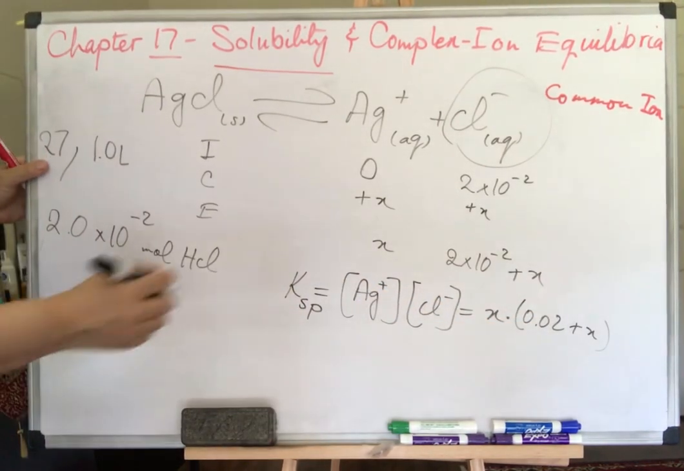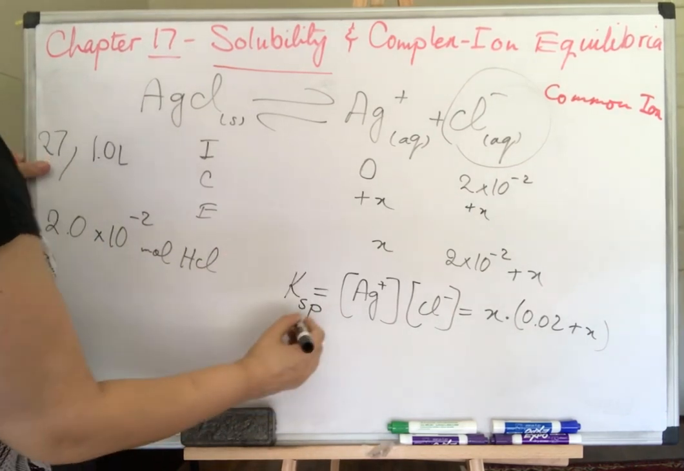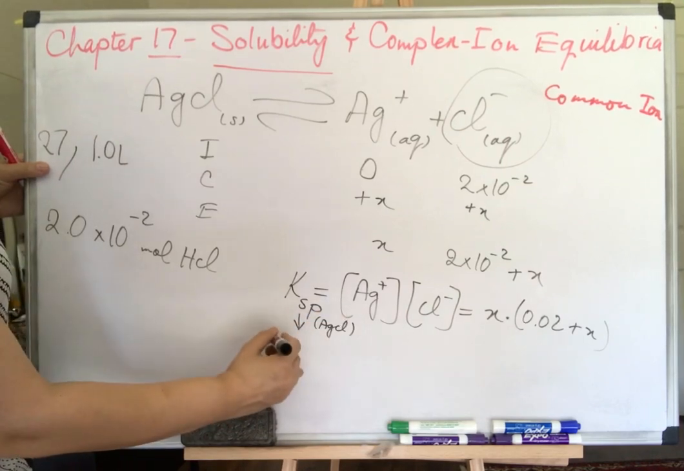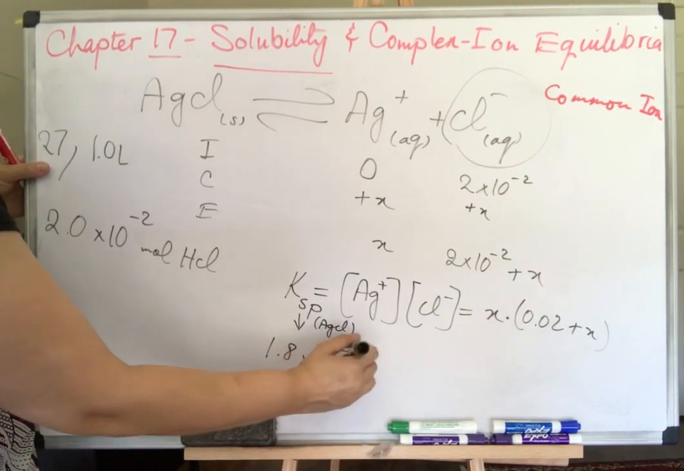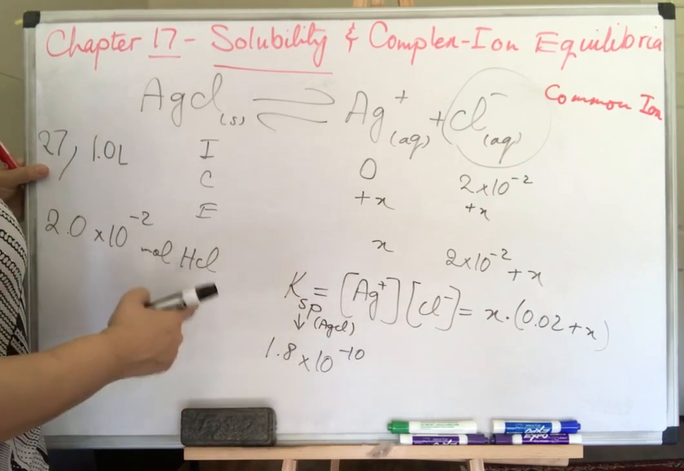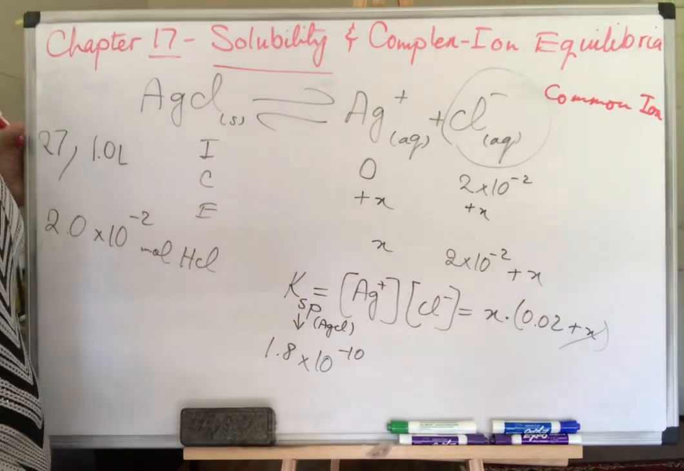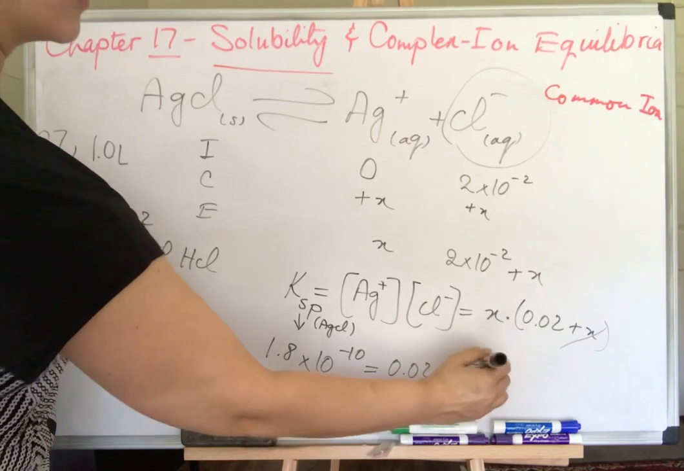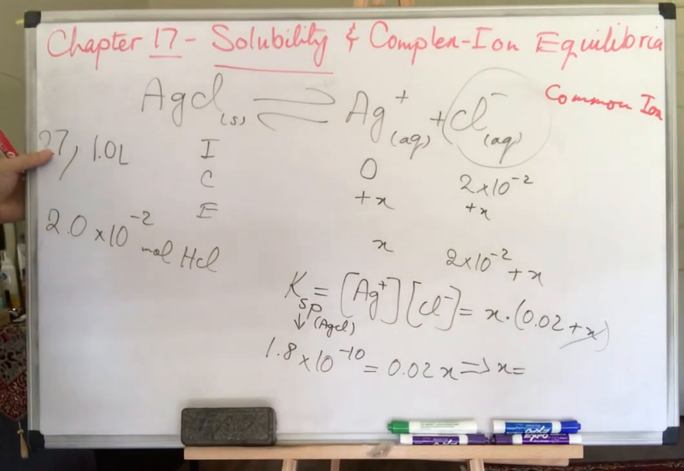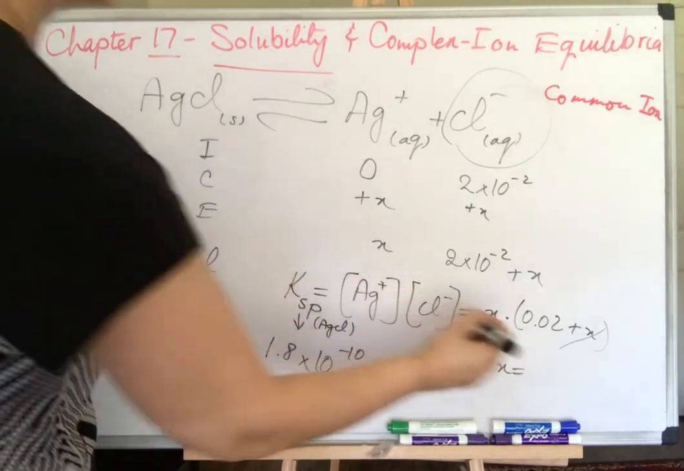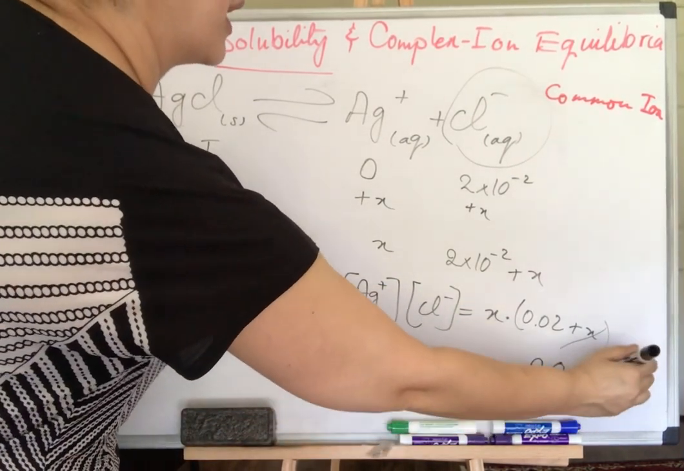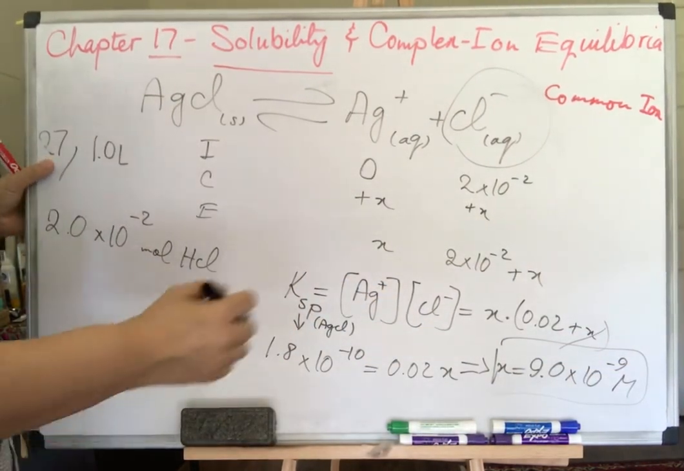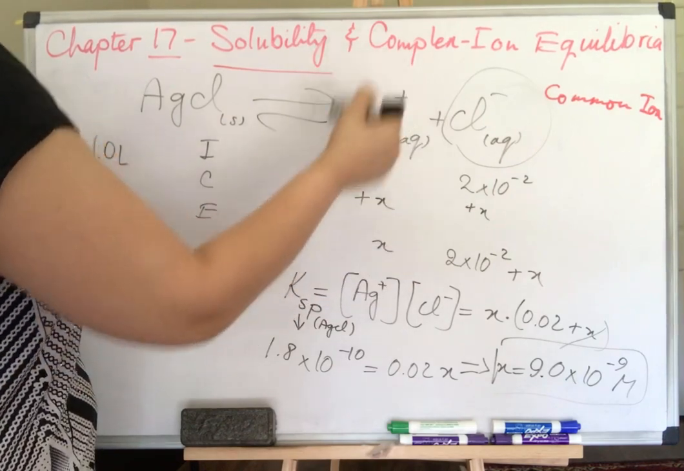From the table, the Ksp value for AgCl is given to you as 1.8 times 10 to negative 10. From this very small value, you can tell that you can ignore X. So it would be 0.02X, then X is going to be 9 times 10 to negative 9 molar. So this X is the solubility of Ag and Cl.